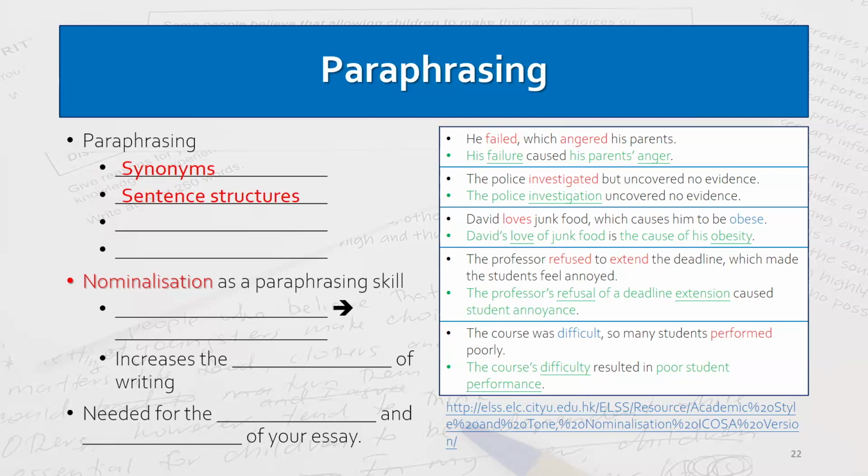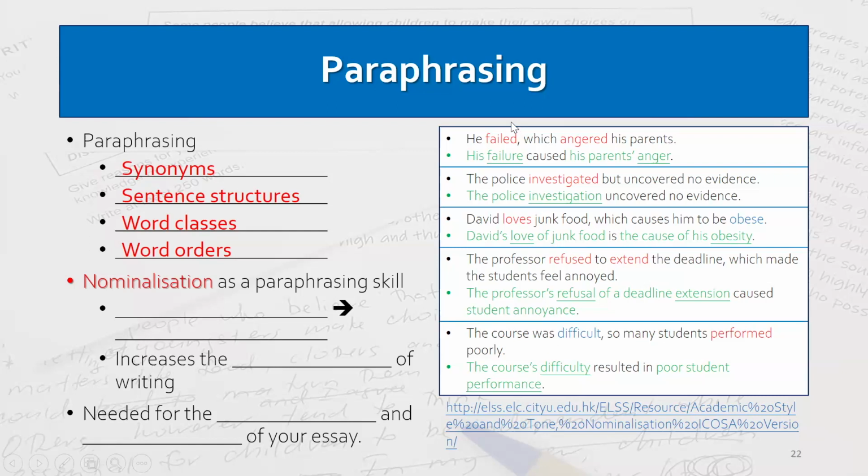Sometimes you can change the sentence structures, word classes, and word orders in order to paraphrase something, right? And here, I would like to introduce a term to you, or a grammar item that you may need to practice before your IELTS writing exam, and that is nominalization. If you look at the sentences written on the right-hand side of the screen, you can see 5 pairs of sentences, right?